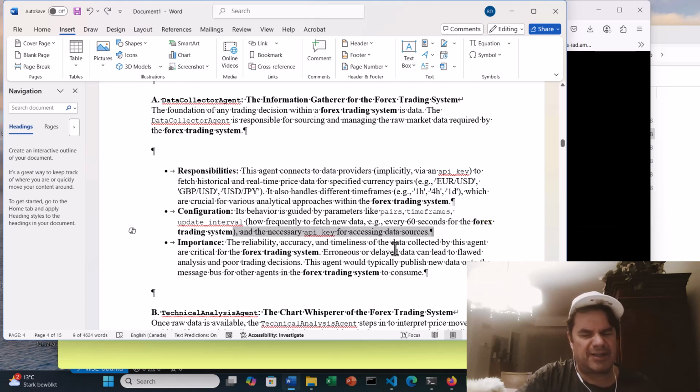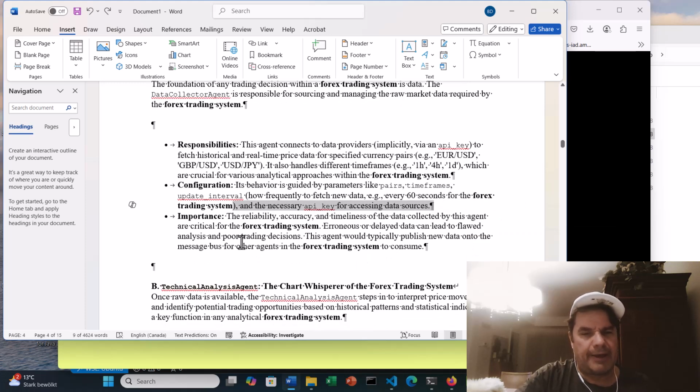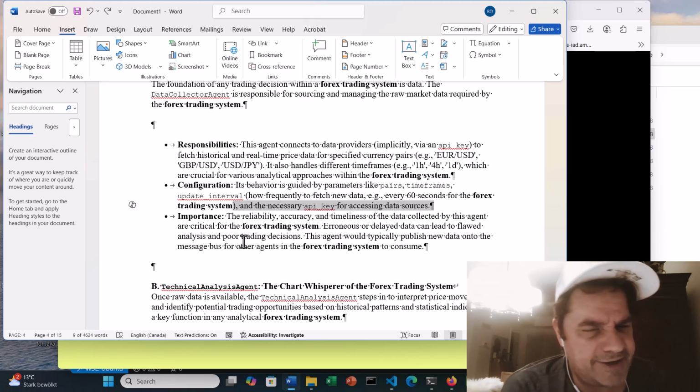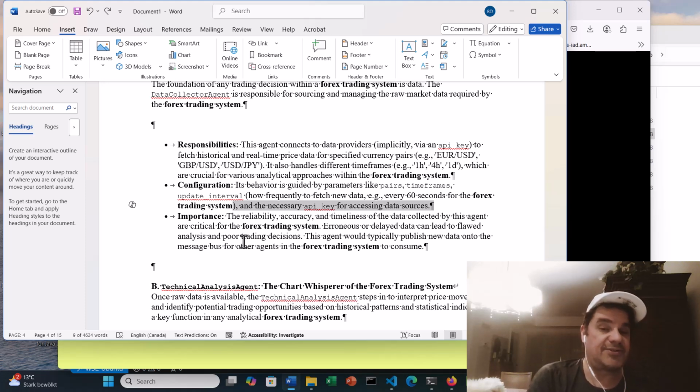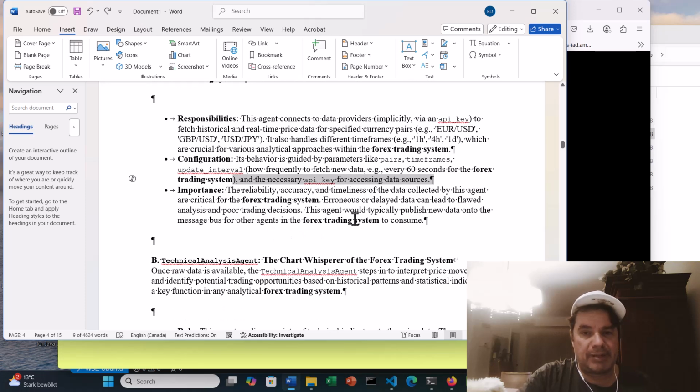even for Python scripting. I think if you were trying to do this with C++, I can imagine what a hornet's nest it could be because of all the complexities that C++ brings into a system, where Python's a lot easier to maintain. So we have reliability and accuracy, and timeliness of the data collected by the agent.